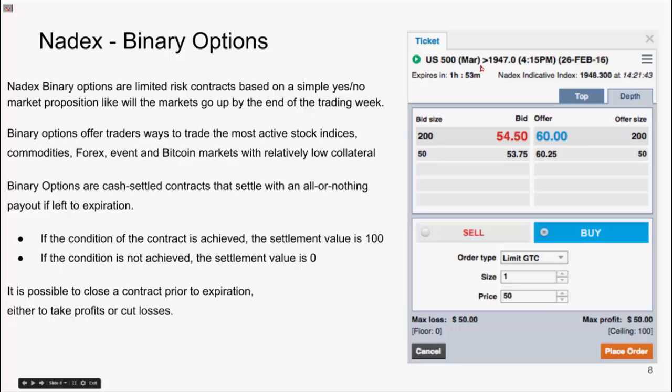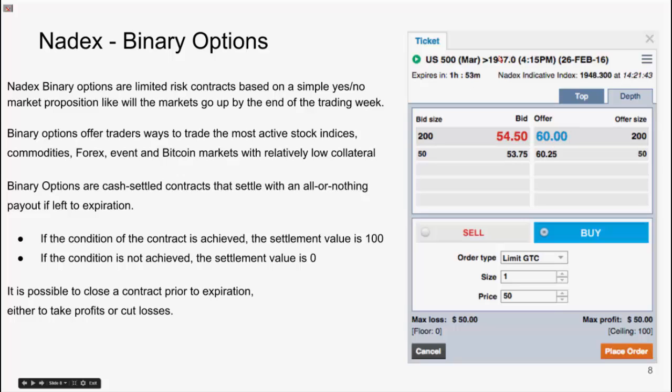The contract strike number, which is what you're betting on it to be above or below, was 1947. In this specific instance, the offer is 60, the bid is 54.50. If I expect the market to just be above 1947 come the given expiration time, which is 4:15, or the futures close, now that's given in Eastern Standard Time, I would be risking $60 to make 40, not including commissions.